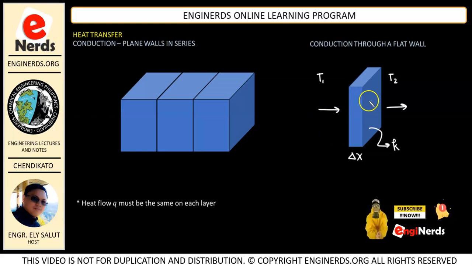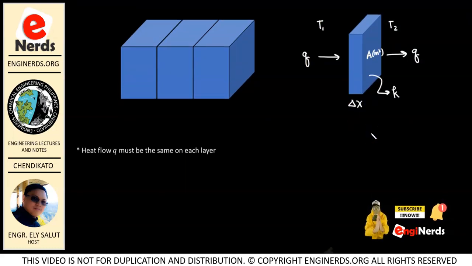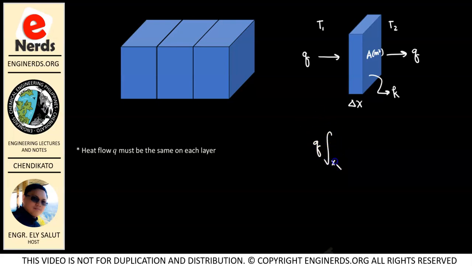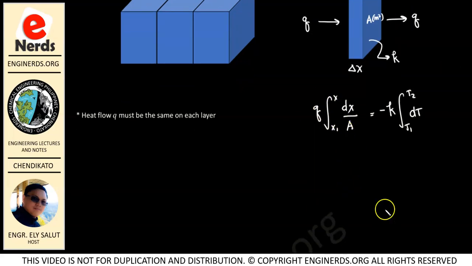Another is the area of our wall. So we are taking note of that, and because of that, we will be able to calculate the heat flow. So these are basically the parameters that we use in calculating conduction. Now, using Fourier's law, we learned that we have Q from x1 to x2, dx over area, equal to negative K, integral from T1 to T2 of dT. We are not going through the Fourier equation in detail, but we will show what we get by integrating both sides. If you want to learn more about this, you can check our previous video about conduction.